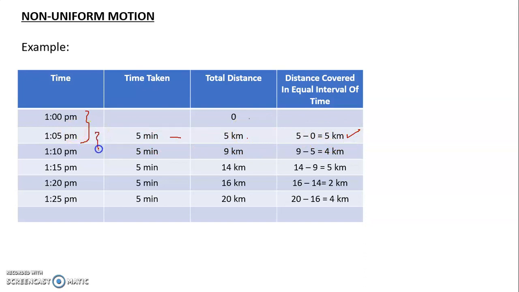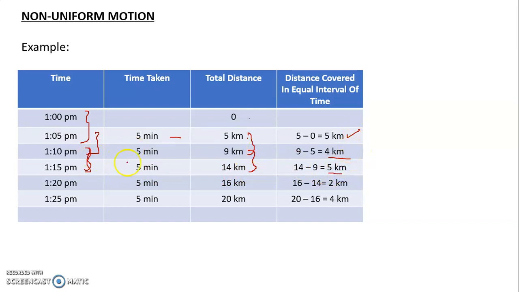Now from 1:05 p.m. to 1:10 p.m., how much distance is covered? 9 minus 5, that is 4. Now from 1:10 to 1:15 p.m., how much distance is covered? 14 minus 9, that is 5.